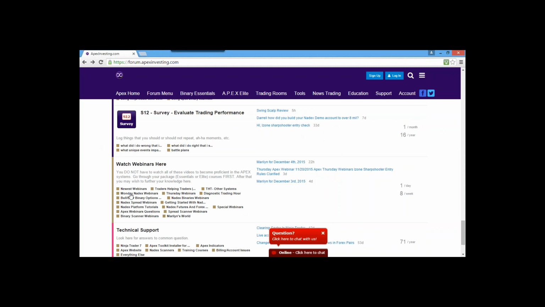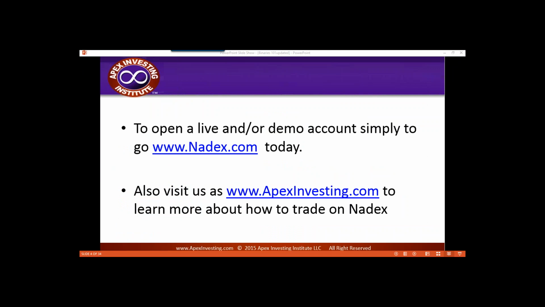And a whole library, like right here, you see Nadex binary webinars, Nadex spread webinars, getting started with Nadex, how to use the platform. Everything you could need to know about using the platform and trading binaries or spreads is all right there available to you. So take advantage of the free Nadex demo account that they give you. Take advantage of the free username and password you can get here at apexinvesting.com and utilize those free tools and free education. I'll show you a few more tools in just a little bit.